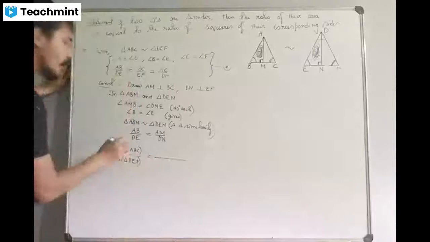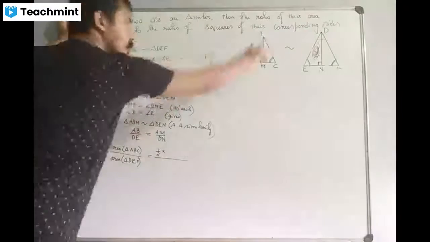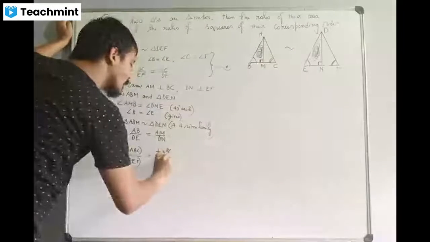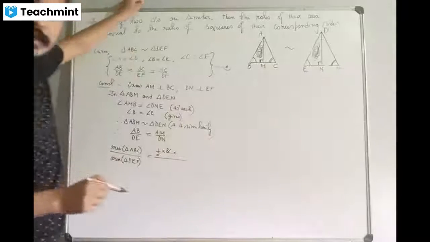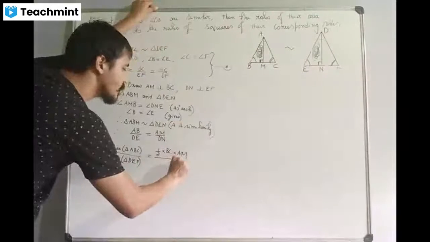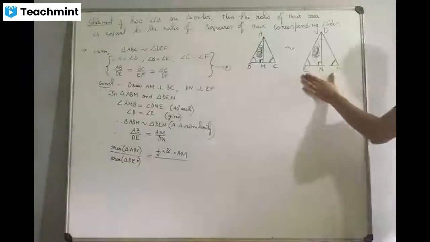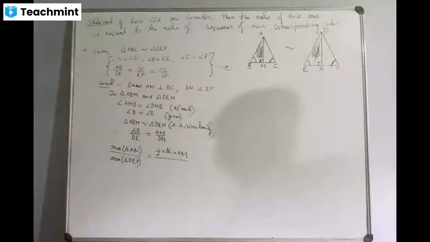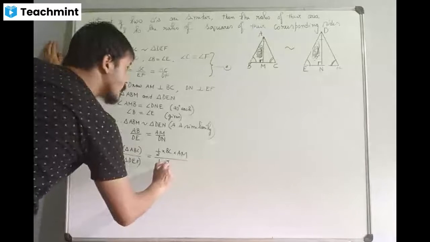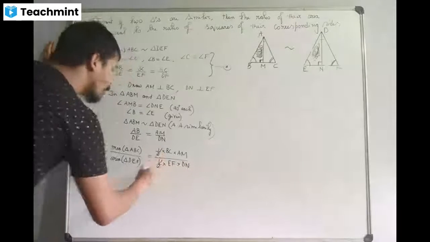Now, area of triangle ABC means half into base into height. What is your base? For this triangle, BC is the base. And what is the height? Height means a line perpendicular to the base. Perpendicular to BC, we have AM. So AM is the height. For the other given triangle, DEF, we have EF as the base. Then perpendicular to EF, we have DN. So DN is the height. So for the triangle DEF, half into base EF, into height DN. Half can be cancelled out.